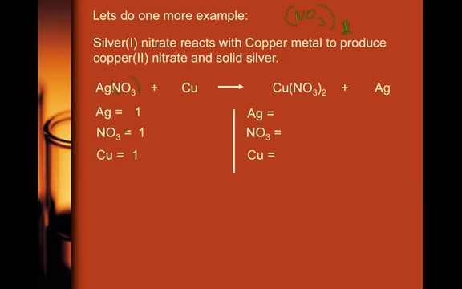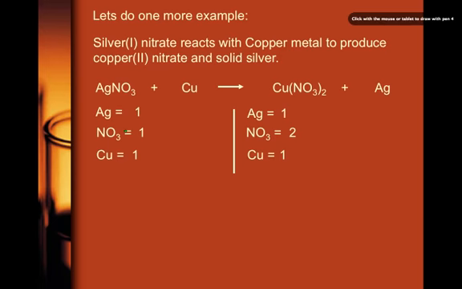On the right side, we have 1 silver. Now, how many nitrates do you have on the right side? That should be easy to see. There's 2 nitrates, and then there is 1 copper. And so, looking here, you can see that everything is balanced except for nitrate. We have 2 nitrates on the right, we have 1 on the left, so we're going to have to change the nitrates on the left.